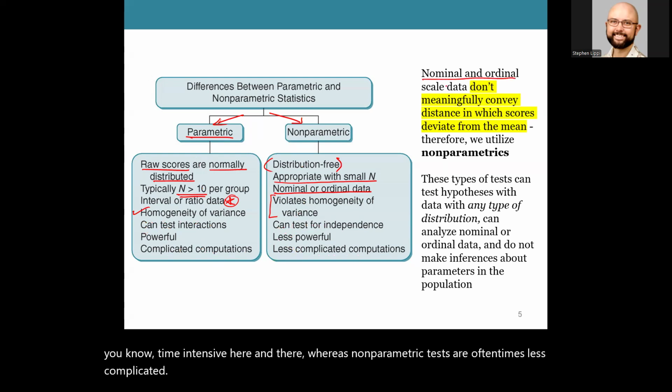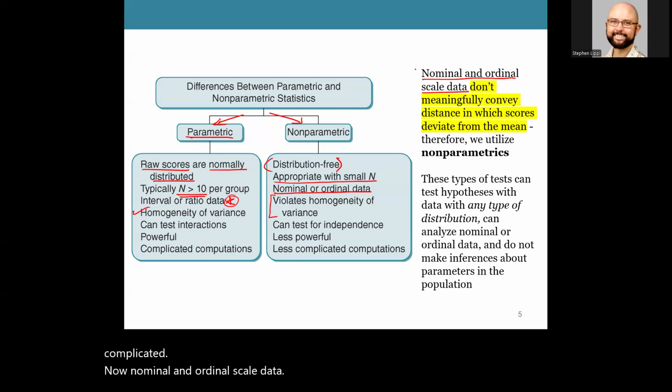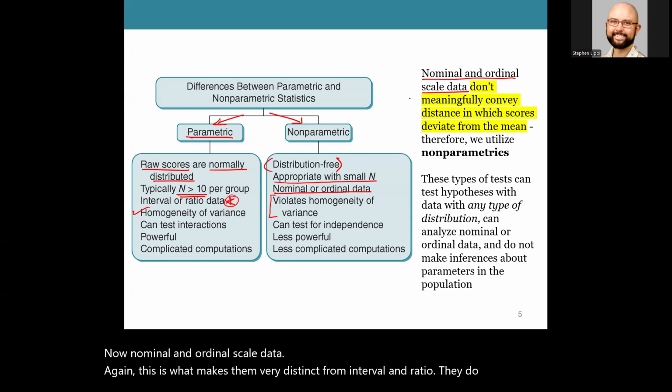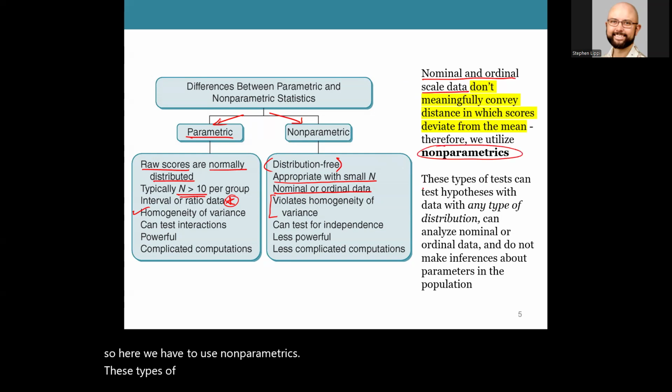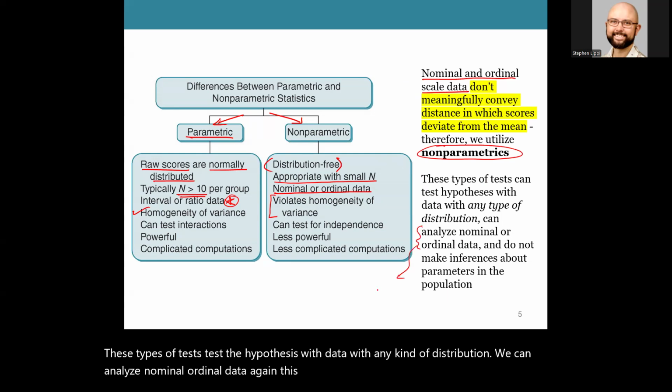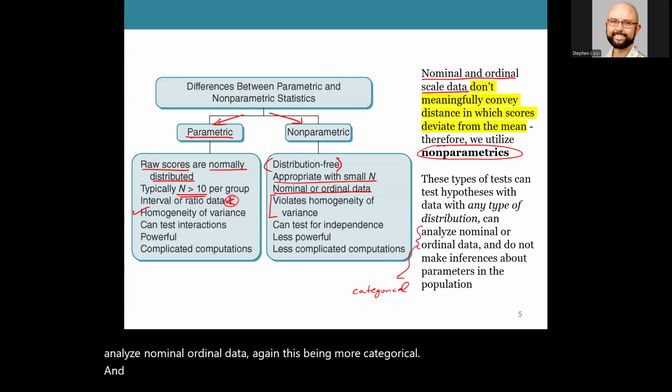Now, nominal and ordinal scale data, again, this is what makes them very distinct from interval and ratio. They do not meaningfully convey distance in which scores deviate from some central measure, right? Like the mean. And so here we have to use non-parametrics. These types of tests test hypotheses with data of any kind of distribution. We can analyze nominal and ordinal data, again, this being more categorical. And we are not making inferences about parameters in the population.